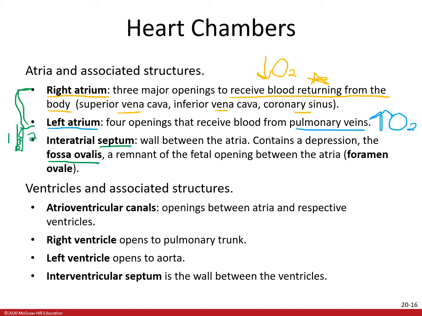Moving on to our ventricles, you have something called the atrioventricular canals. These are openings between the atria and their respective ventricles. If you were in attendance of lab, then potentially you know that this area is going to contain valves. So keep that in mind. So the right ventricle is going to open up into the pulmonary trunk and then thus go to the lung.